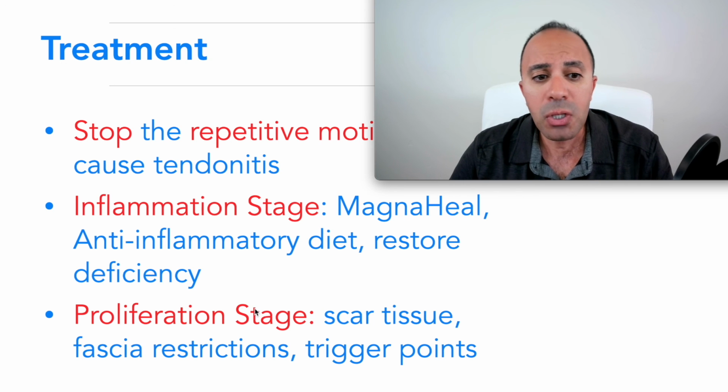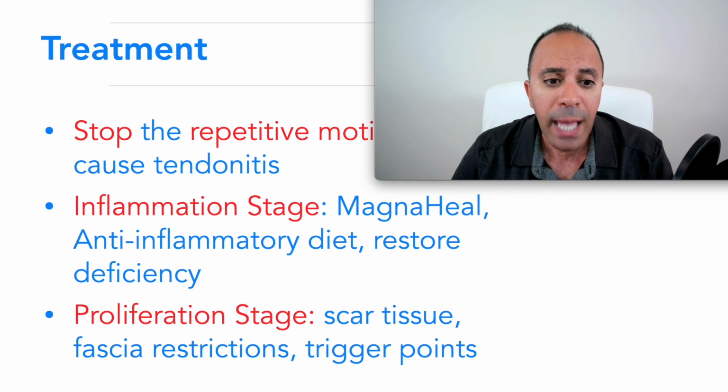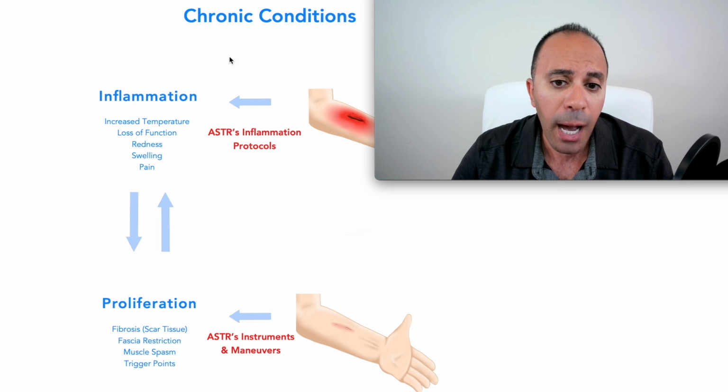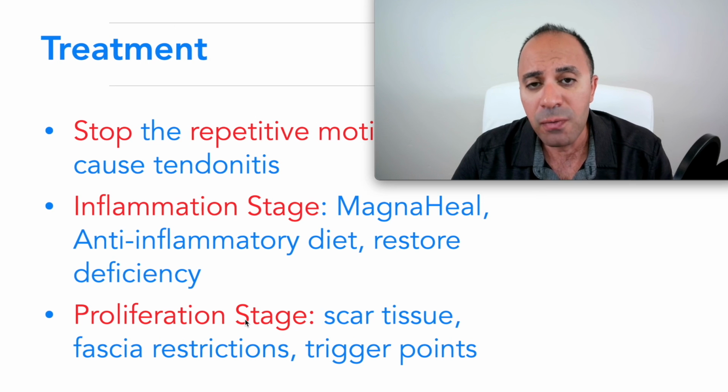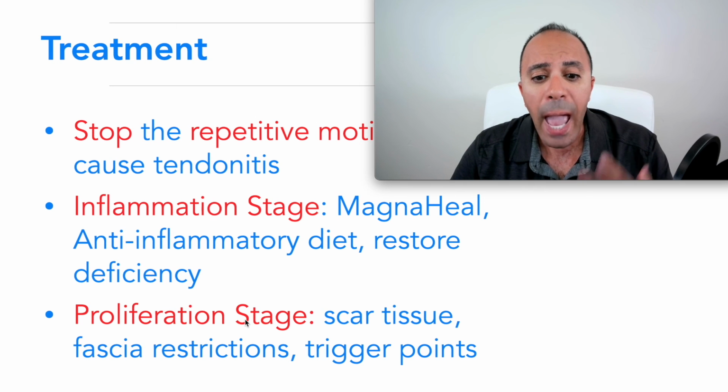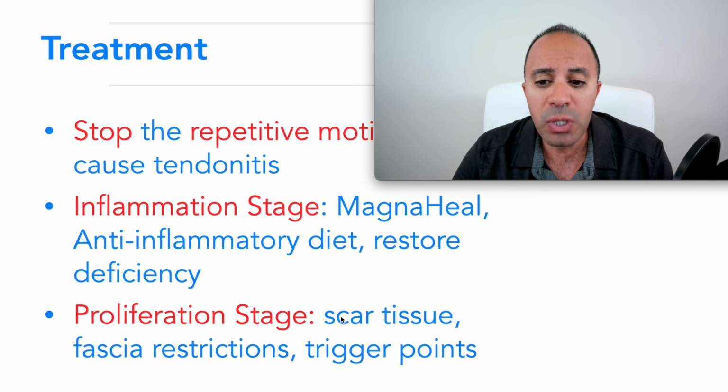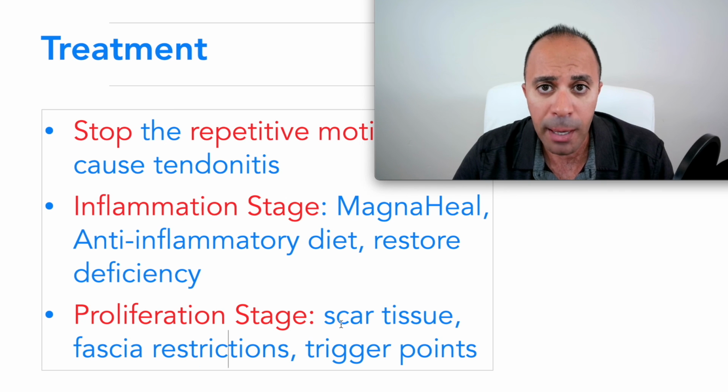For moderate to severe inflammation, that's a sign that your body is going back and forth between inflammation and proliferation. And if after 7 days is not enough and you still have pain, that is a sign that you need to be aggressive to address the inflammation and address the proliferation stage, which is breaking the scar tissue, fascia restriction, and trigger point at the same time.